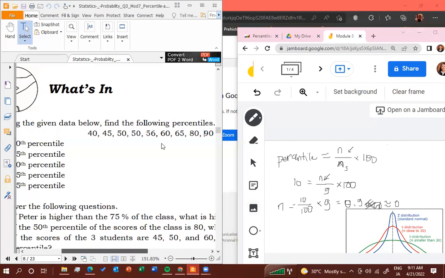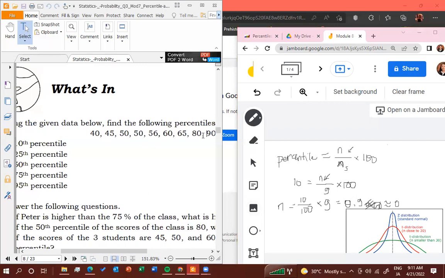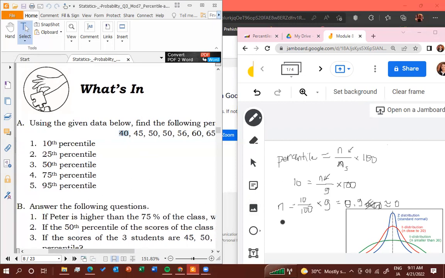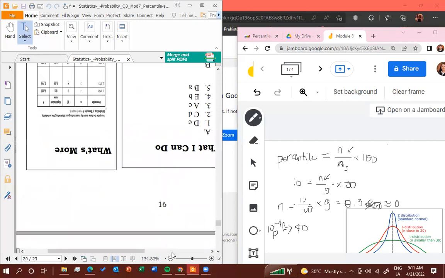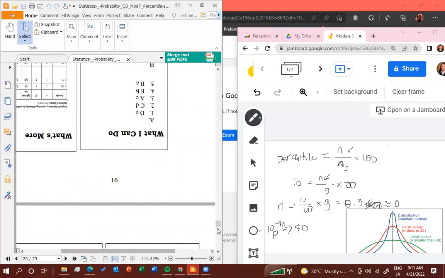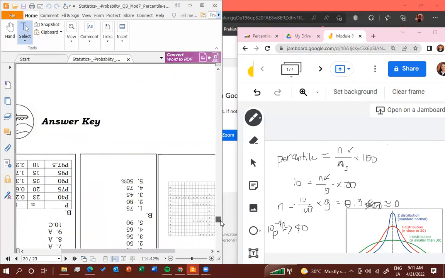Which among these numbers has zero data points below it? The only possible answer would be the least, which is 40. And so the 10th percentile would be 40. Let's check it against the answer key. The answer is 40.